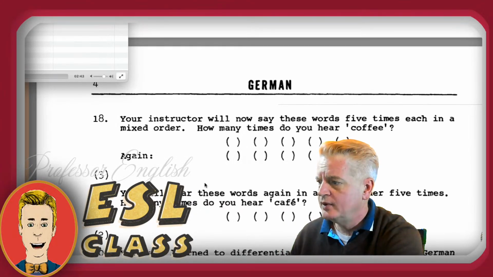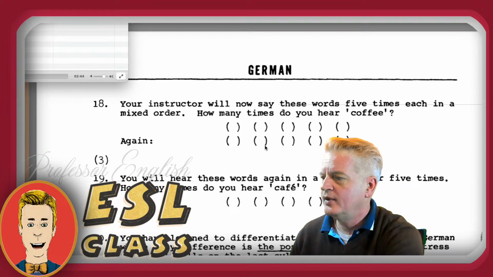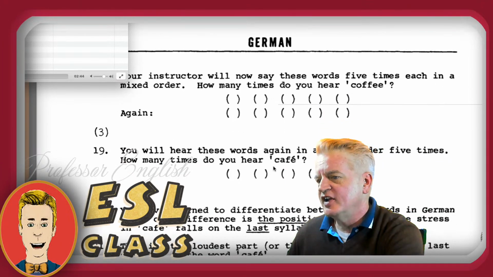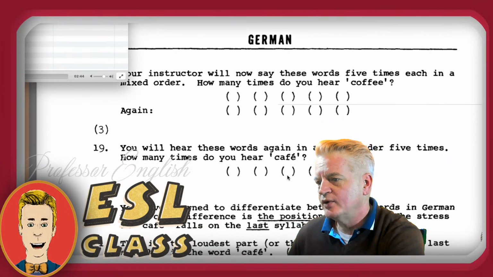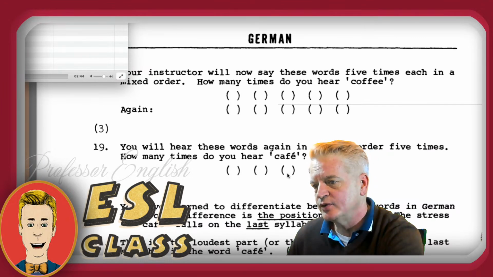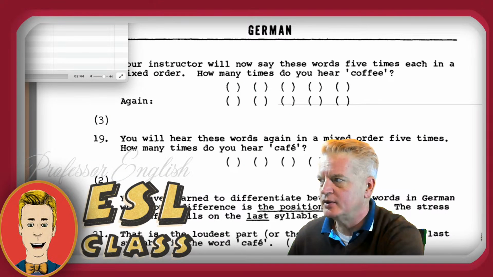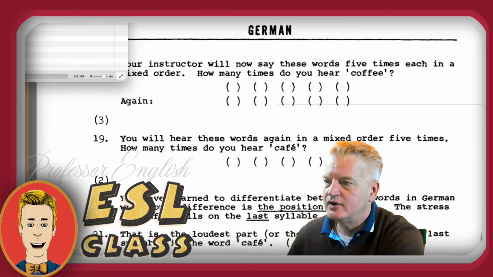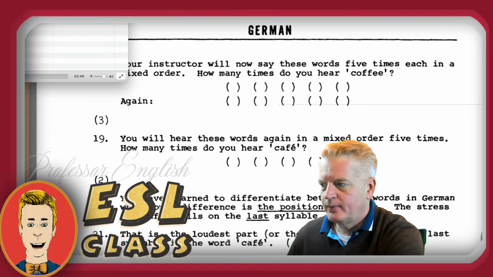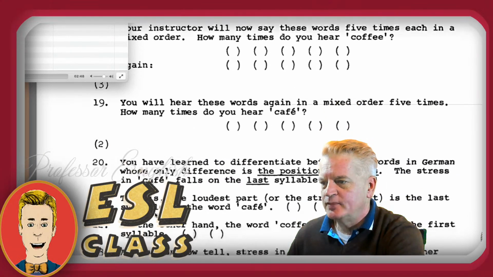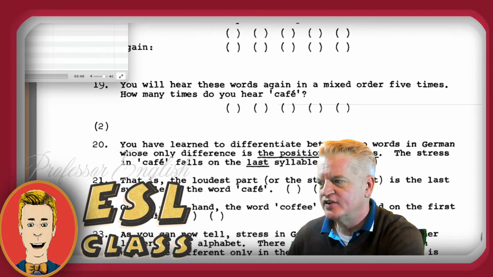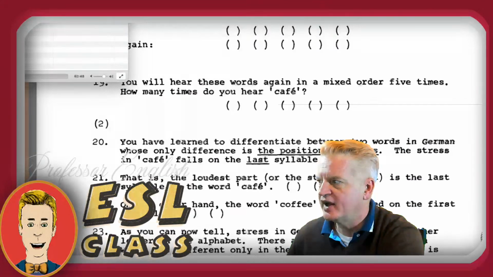20. You've learned to differentiate between 2 words in German whose only difference is the position of stress. The stress in cafe falls on the last syllable. Cafe. 21. That is the loudest part, or the stressed part is the last syllable in the word cafe.